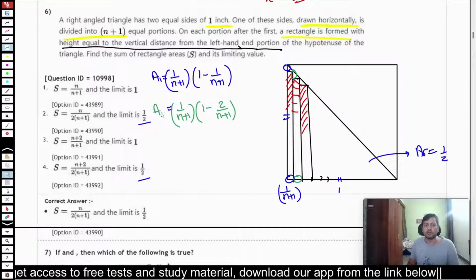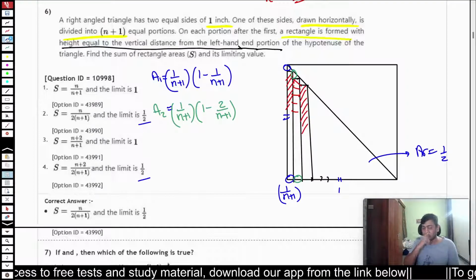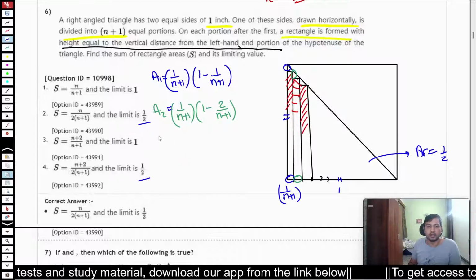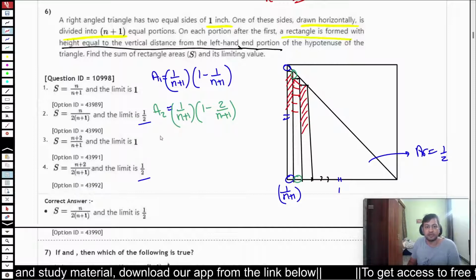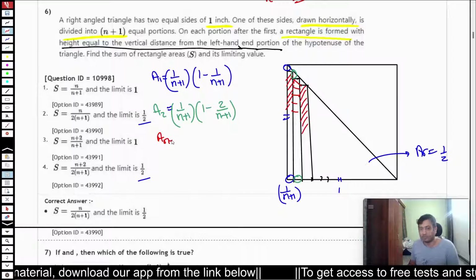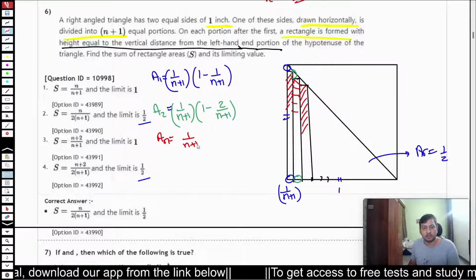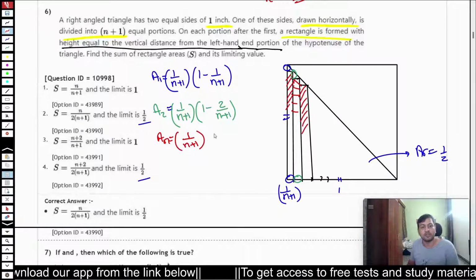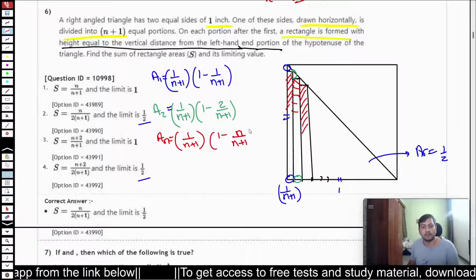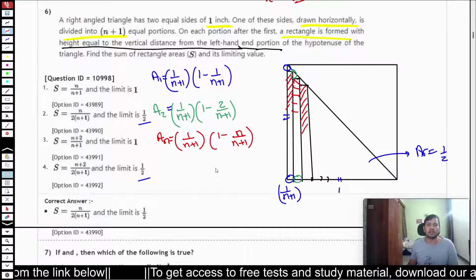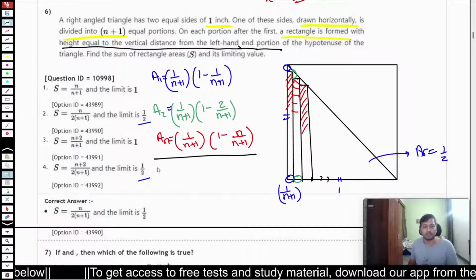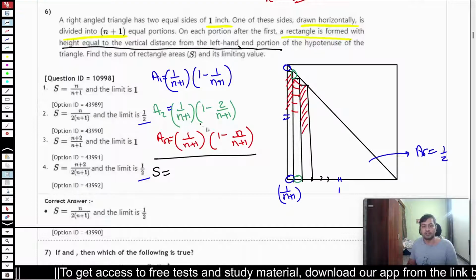So similarly you can find any number of areas. The final one, AN, which is the last one, is going to be equal to 1 upon n plus 1 into 1 minus n upon n plus 1. So that is the last one. When I sum these sub areas, I get my total S. So S is the sum of all these areas.